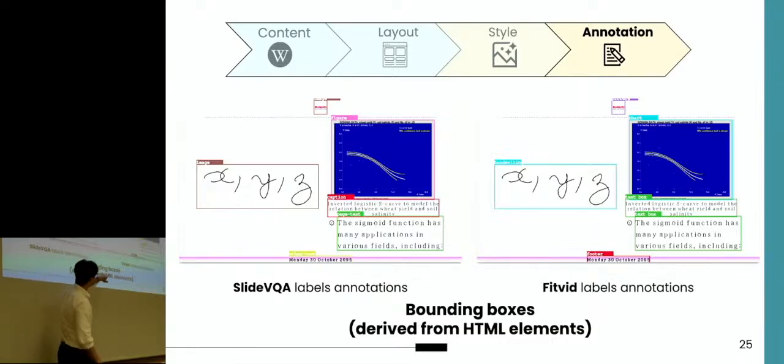In the FitVid version, you had a label that was called handwriting, but it doesn't exist in SlideVQA. So this is labeled only as image here. So you can customize your classes.